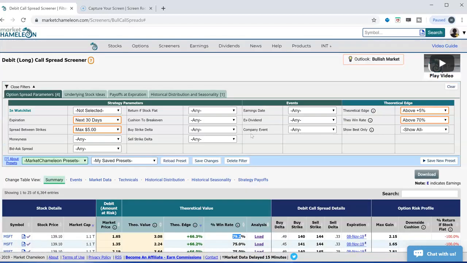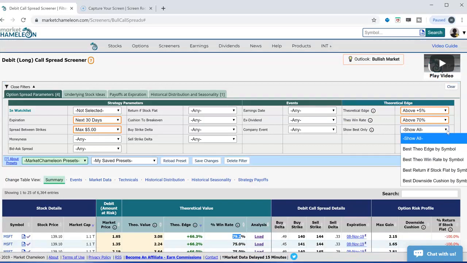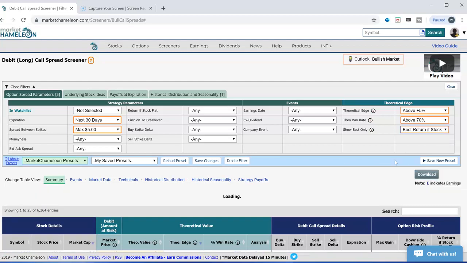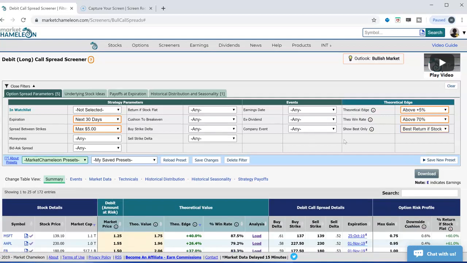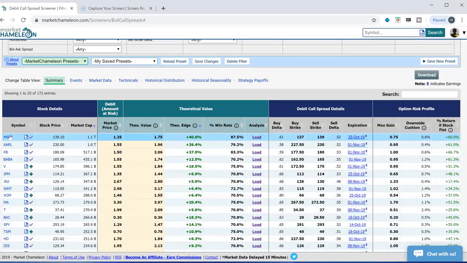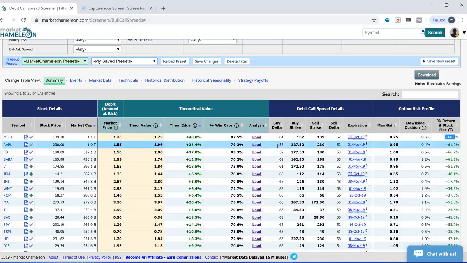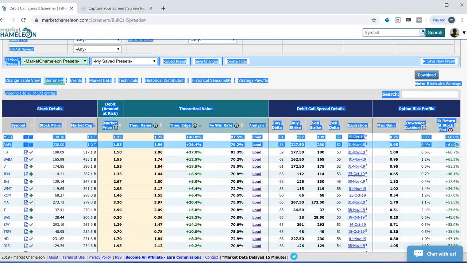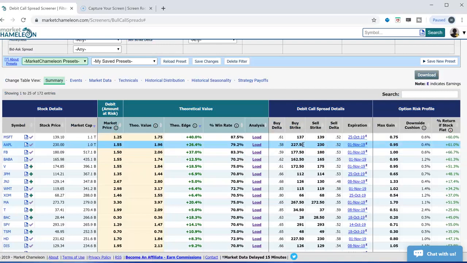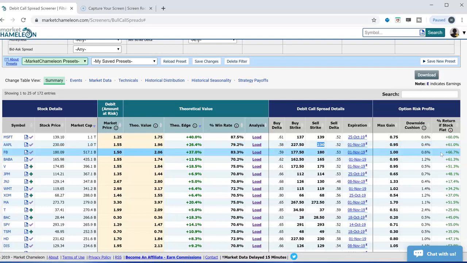Now, what I'm going to do is say, for each stock, given these parameters, show me the best one based on the return if the stock is flat. So I want the highest return, given all these other parameters, if the stock is flat. So here you go. For Microsoft, October 25th, the 137, 139 call spread, it's a 60% return if the stock is flat or higher at expiration. For Apple, you have 61% return for the November 227.5, 230 call spread. Facebook, 66% return, 177, 180.